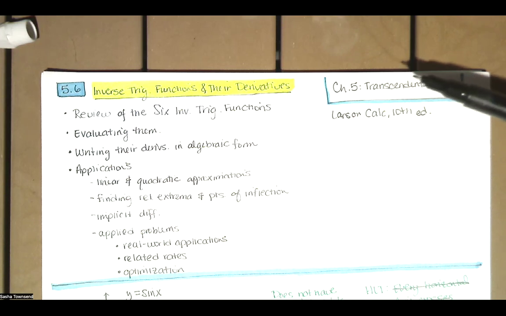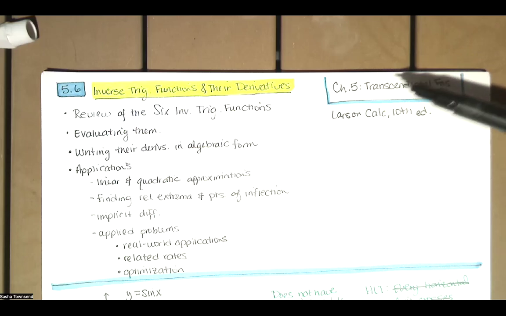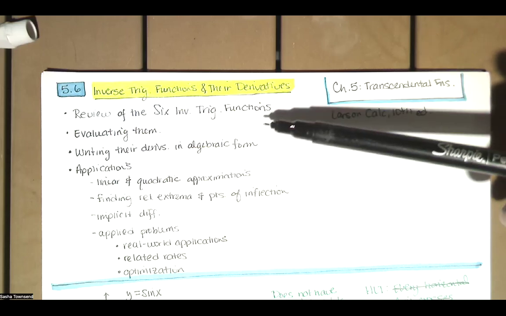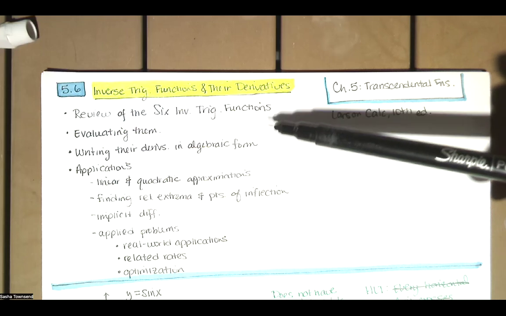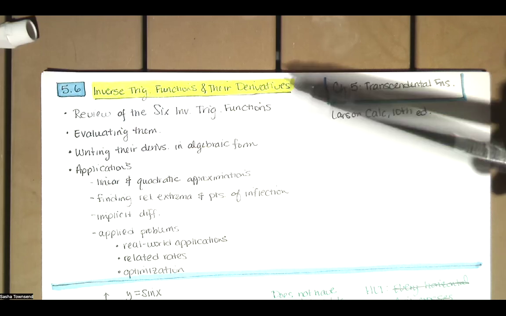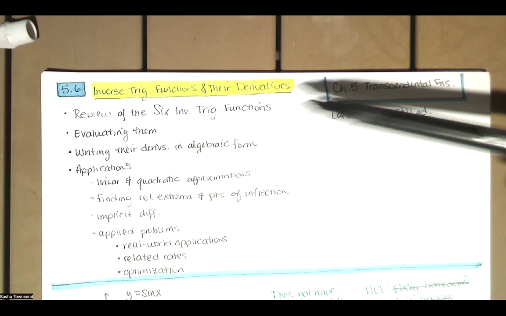So chapter 5, I almost think of it as a bonus chapter. We're just reviewing a lot of the concepts and techniques that we studied in chapters 1 through 4, or units 1 through 4, but now we're applying them specifically to our transcendental functions. It gives us a good opportunity to review those and to get comfortable with them in a variety of problems. So that's the plan.